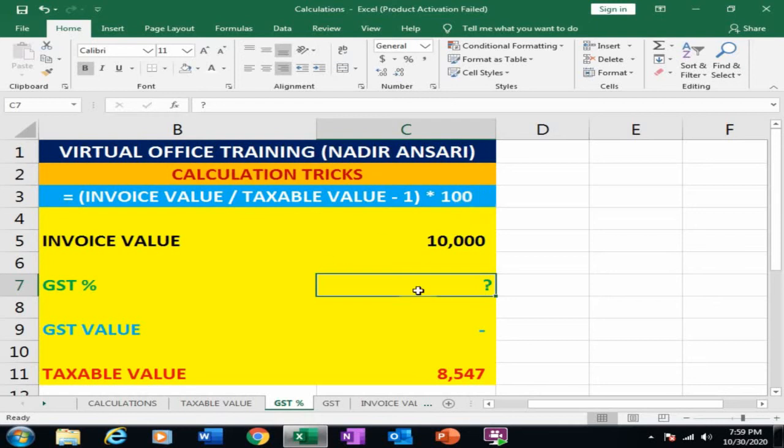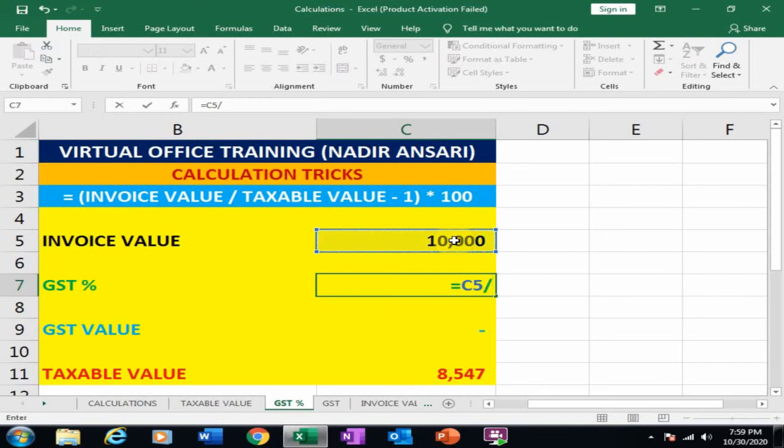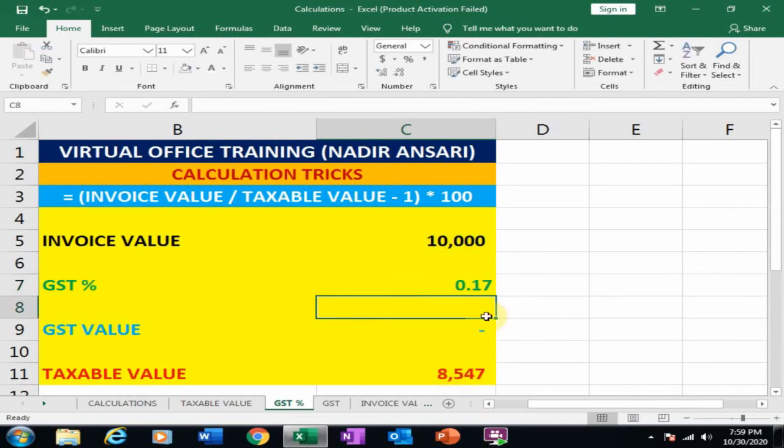Let's calculate this. Type is equal to invoice value divided by taxable value minus 1. Press enter and just click the percentage sign. Now you will get the GST percentage. Now look at another sheet.